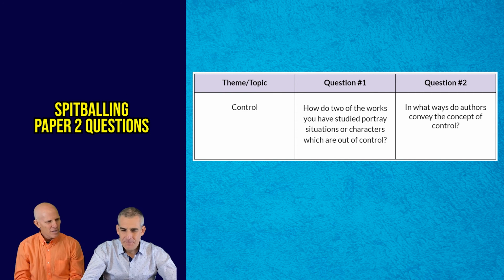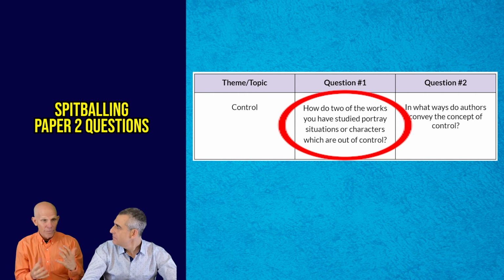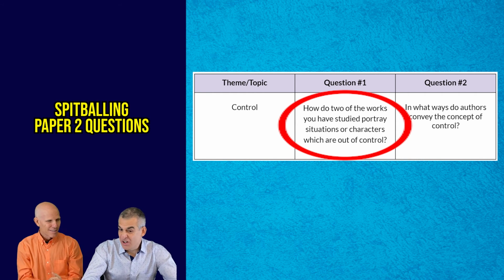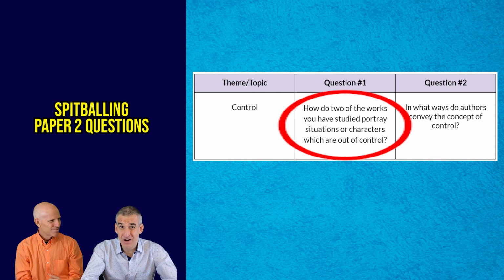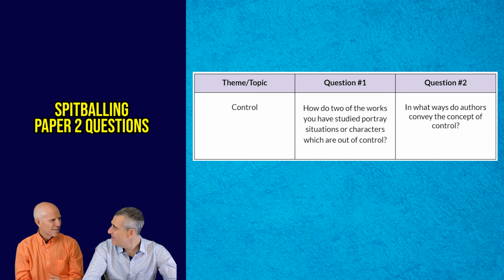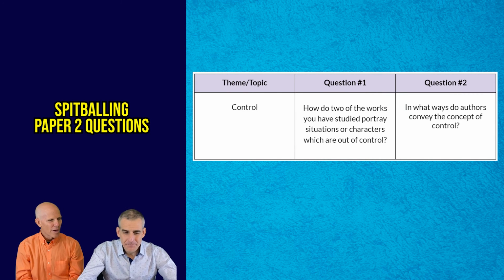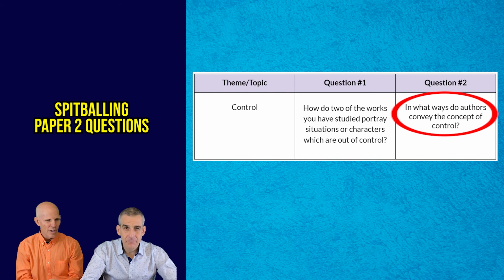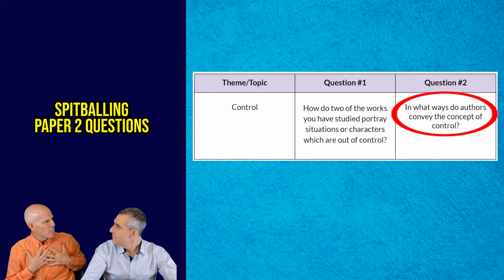So I said, let's just think about characters who are out of control, right? We often see characters that are out of control. Or characters who are under control, right? We could think about that as well. Characters being controlled by other characters. So much you can do to spitball control. So that was where the other question was: how do authors convey the concept of control? Then it's open for me to interpret that.